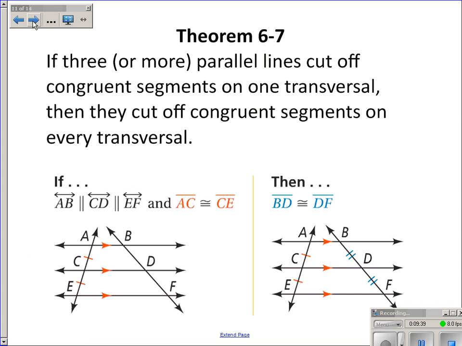Here's theorem 3-6, which seems a little bit different to me than the ones about parallelograms, but it's something that you need to know. If 3 or more parallel lines cut off congruent segments on one transversal, what that means is if this is a transversal, and I have several parallel lines that cut these congruent to each other, then they cut off congruent segments on every transversal, which means that on any other transversal, these will also be congruent.